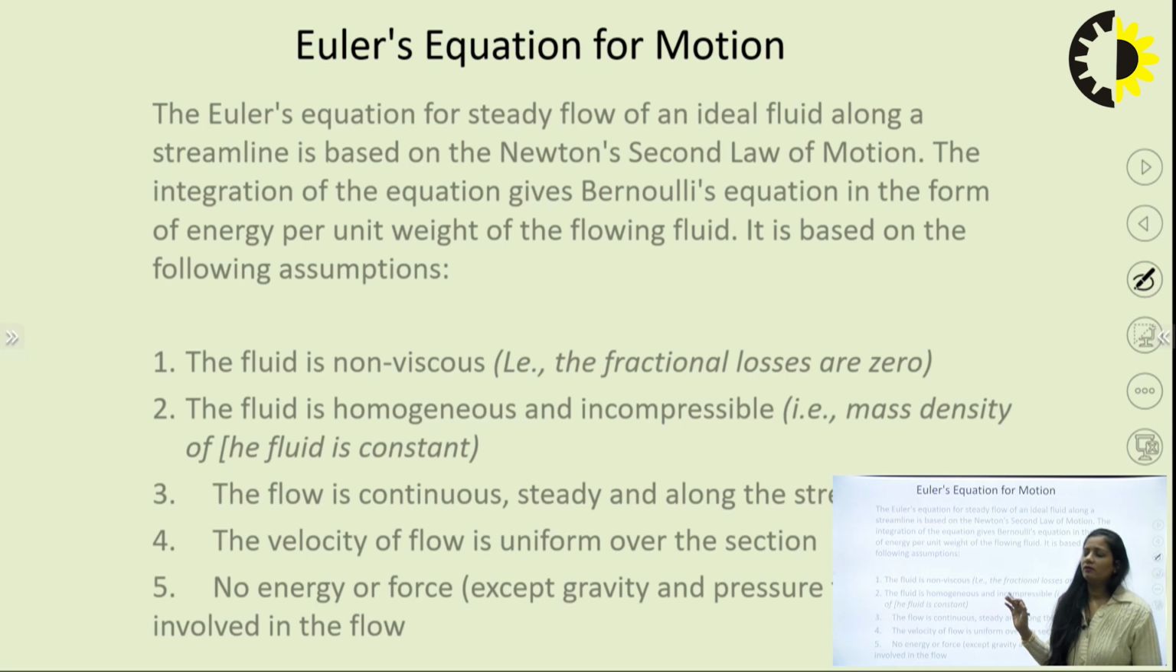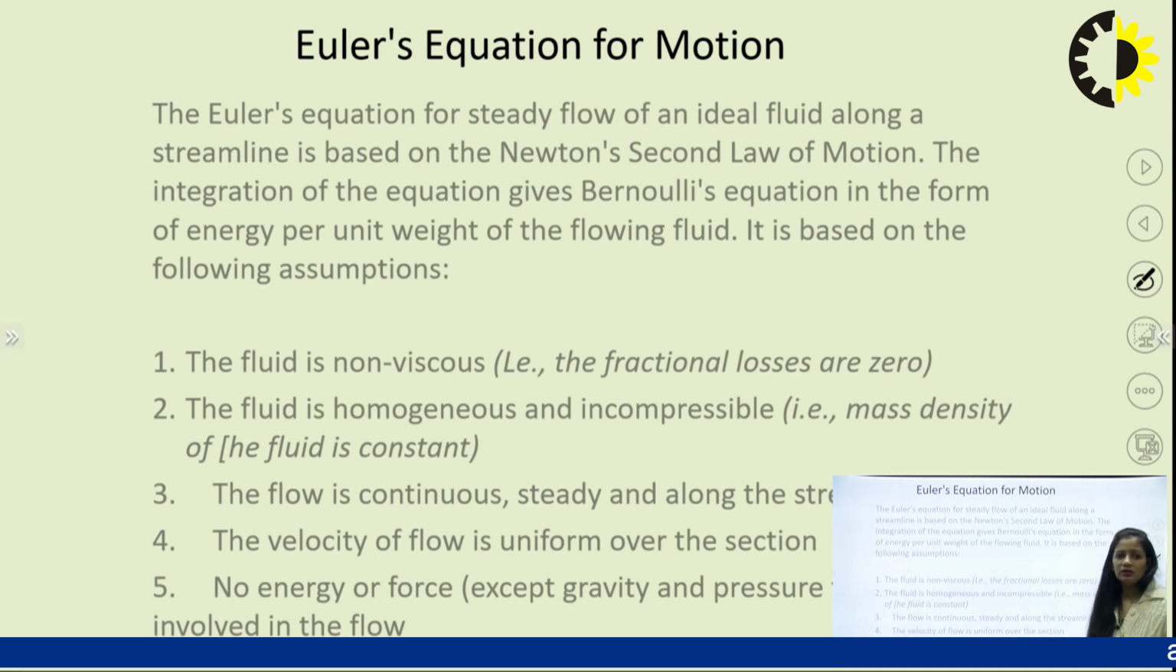So there were some assumptions. You also need to understand what those assumptions are. The first one is the fluid should be non-viscous. The second is the fluid is homogeneous and incompressible. Third is the flow is continuous, steady and along the streamline. Fourth is the velocity of flow is uniform over the section. And the fifth is no energy or force is involved in the flow.